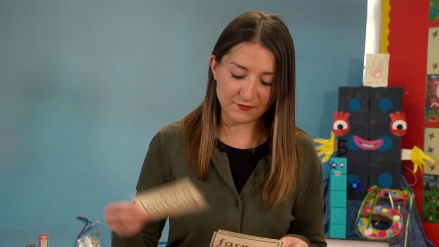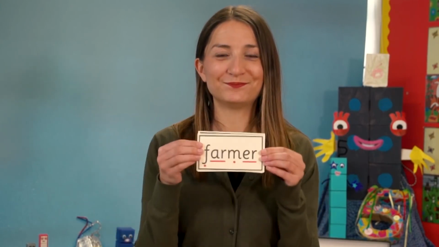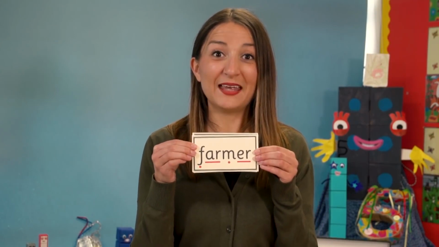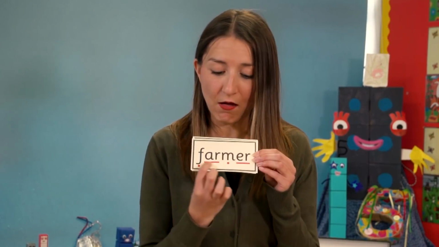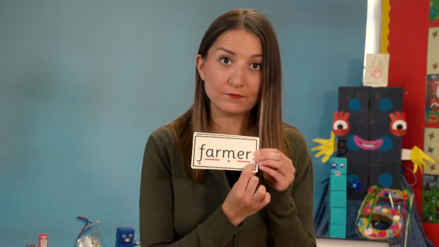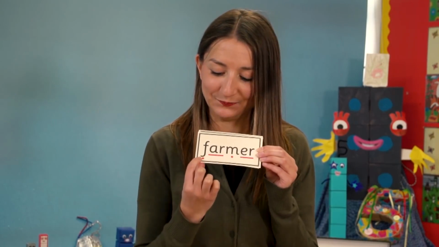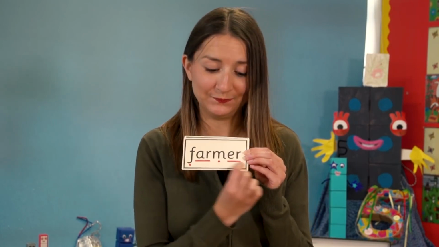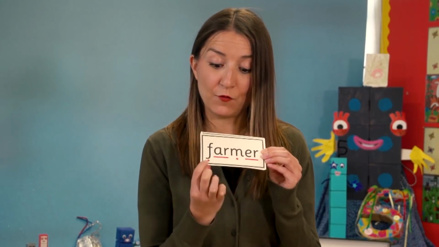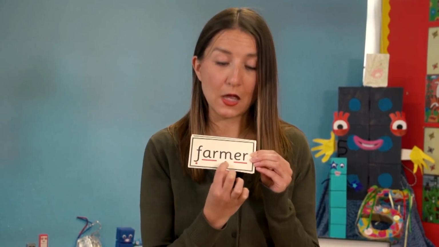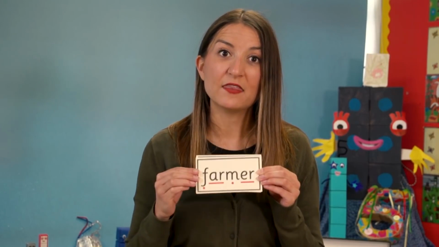Can you spot the digraphs in this word? Yes, the digraphs are ar and er. Sound out and blend. F, ar, m, er. Farmer. The farmer fed the animals.